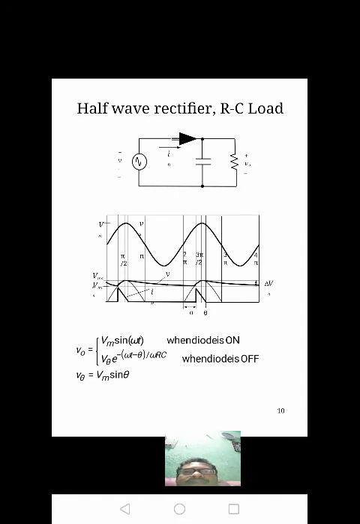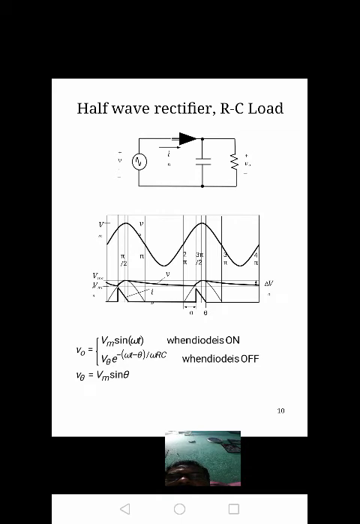Half wave rectifier with RC load. Here we are using the RC load in parallel. R and C are connected in parallel. The sinusoidal input voltage is similar, but there is a difference in the output due to capacitive nature. Here we are observing the output voltage waveforms.